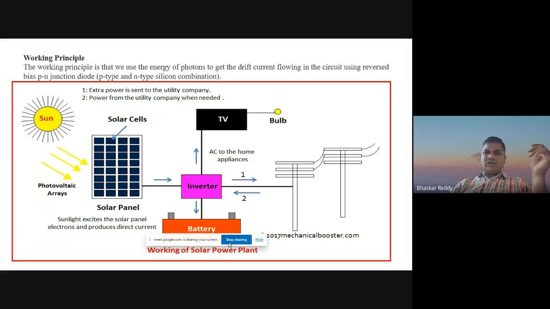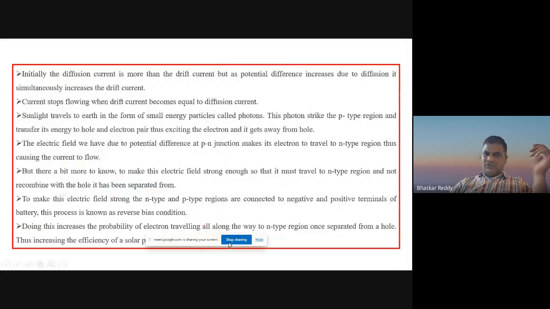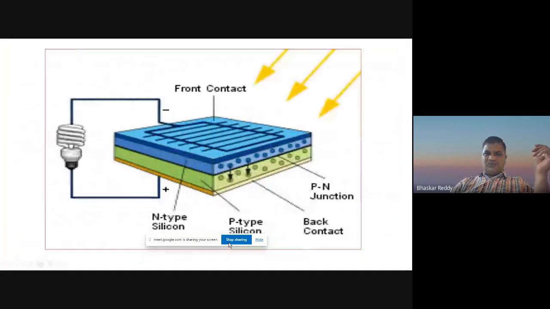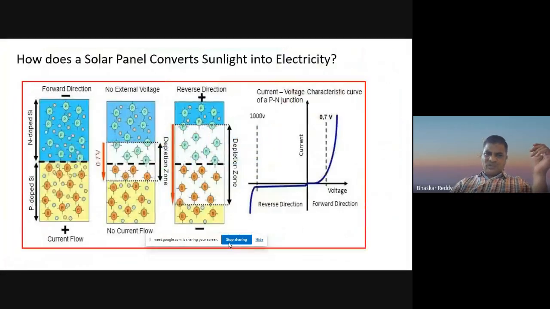Then what is the solar panel made up of? The solar panel is made up of a number of solar cells, nothing but a number of photovoltaic cells.